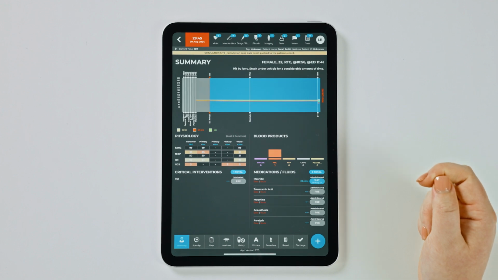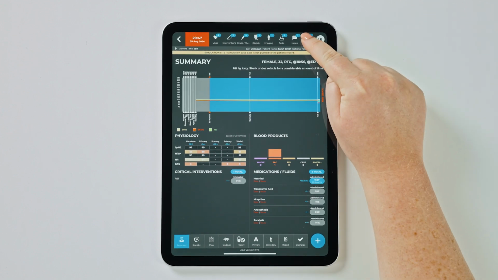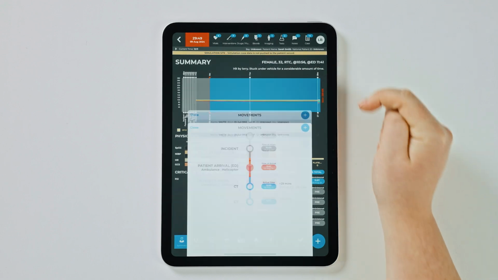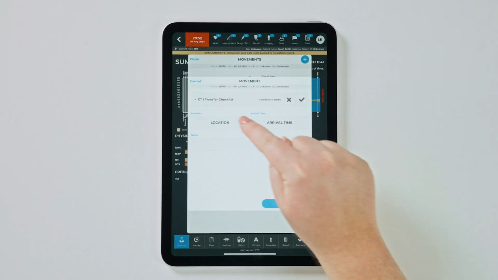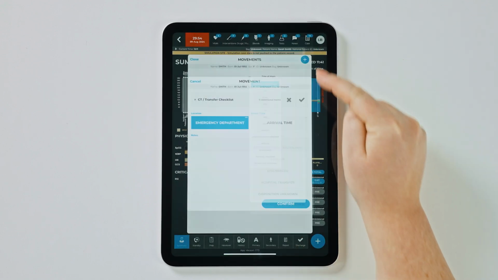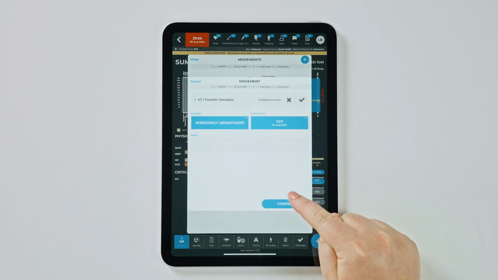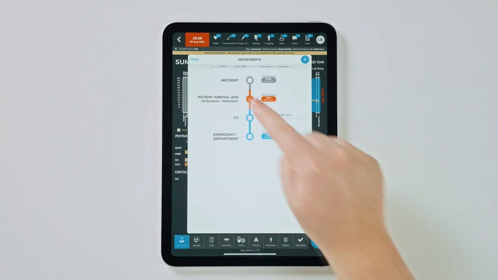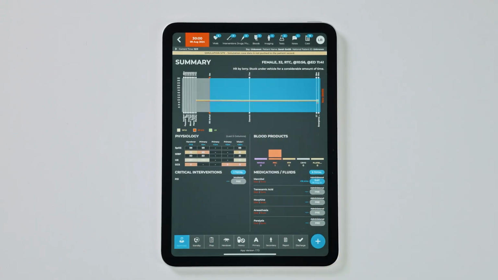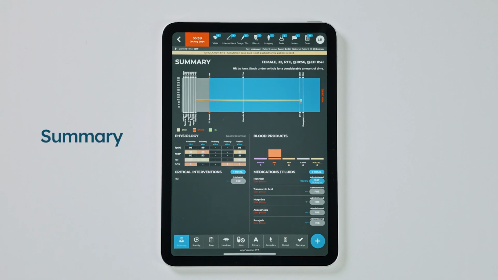Once the CT scan has been finished, the scribe is able to update the movement screen and record the time that Sarah returned to the ED department. On return to the ED department, and whilst waiting for the trauma hot report, the team decide to begin the secondary survey.